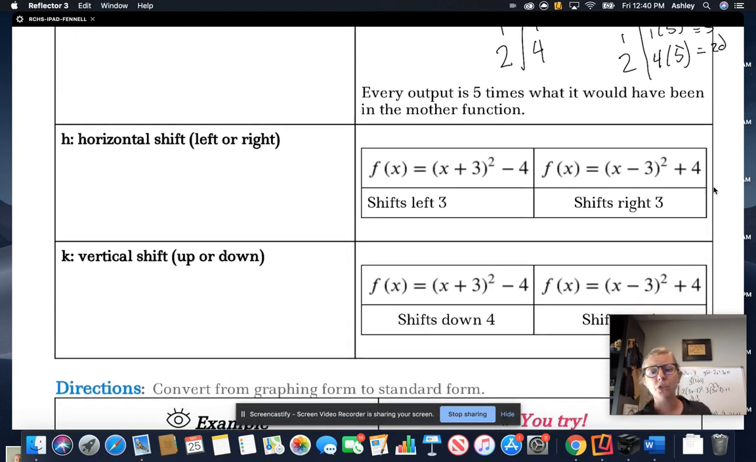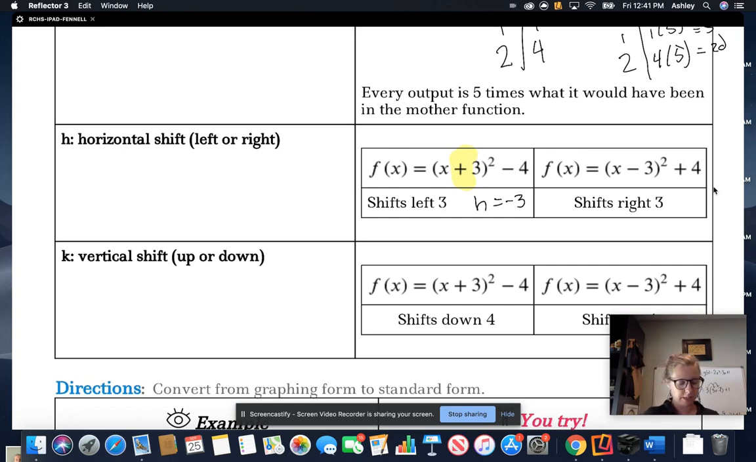All right, h represents our horizontal shift. And remember, the equation for vertex form has x minus h. So if you actually see a positive, it means we subtracted a negative. That's how we got the positive there. So that means that this is actually h equals -3. So we're going to shift left because it's a negative value.